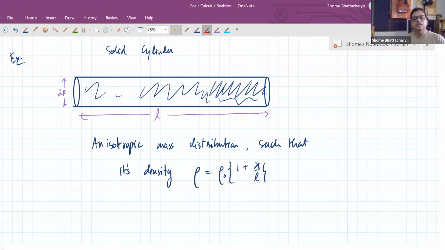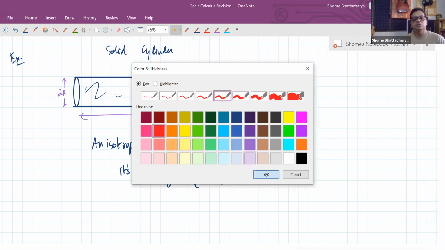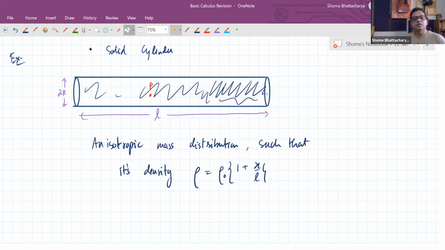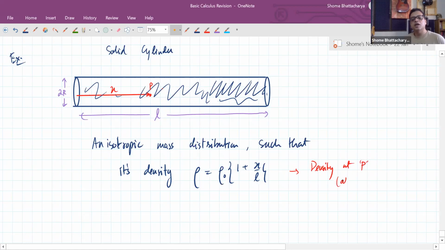inside the cylinder, if we take any point which is at a distance of, let's say, x from this end of the cylinder, it will have a density given by this. Okay, so this is the density at any point P, which is at x from one end of the cylinder.